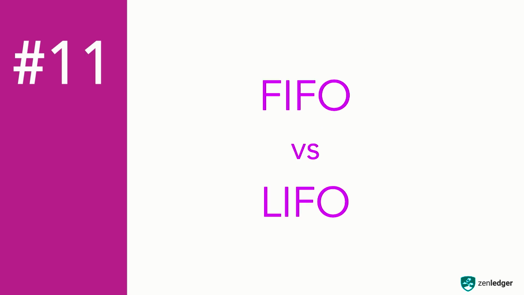The next factor is that you can either pick first in, first out, or last in, first out, FIFO or LIFO. Which you pick can save you a lot of money in your taxes. ZenLedger will calculate all your years of taxes, both with FIFO and with LIFO. It'll then show you the tax difference between the two. You can flip through years, and so you can see the difference between all of your years.